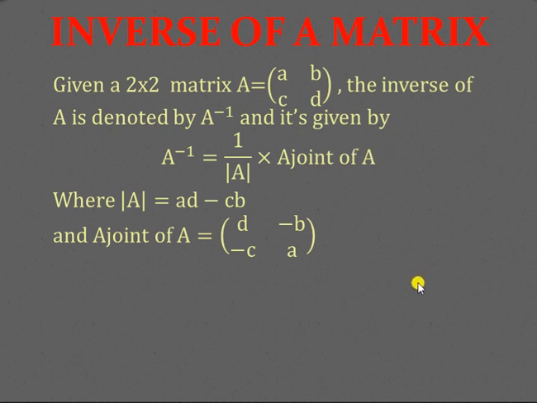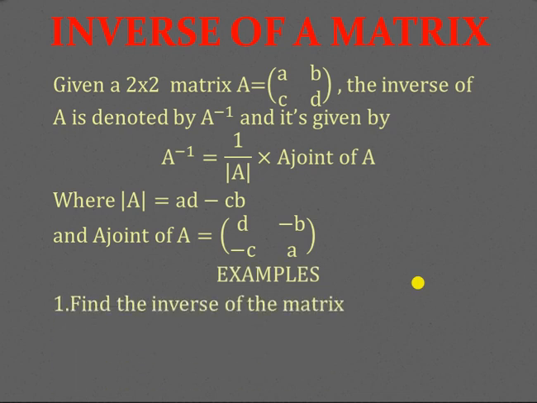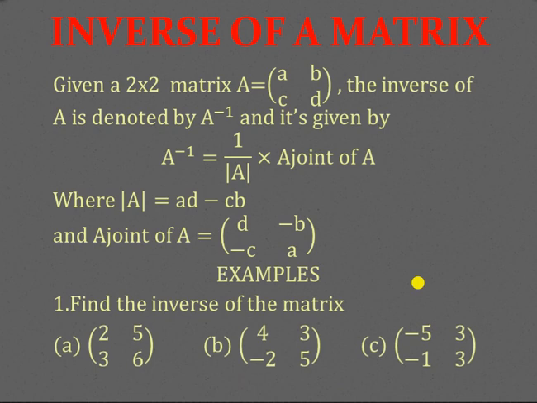Now remember, at our level, especially ordinary level, we shall always strictly look at a 2 by 2 matrix in case we want to find the inverse. Now let's look at some few examples. Number 1 says find the inverse of the matrix, part A. Part A, they gave us 2, 3, 5, 6, part B 4, negative 2, 3, 5, and so on.